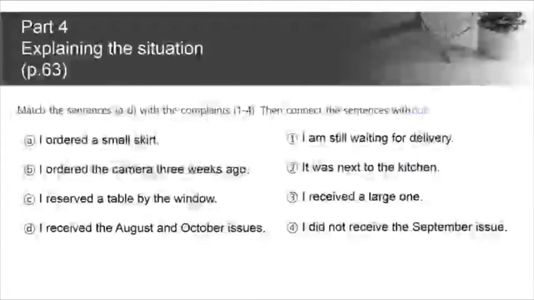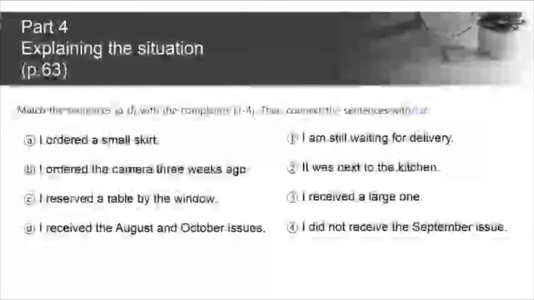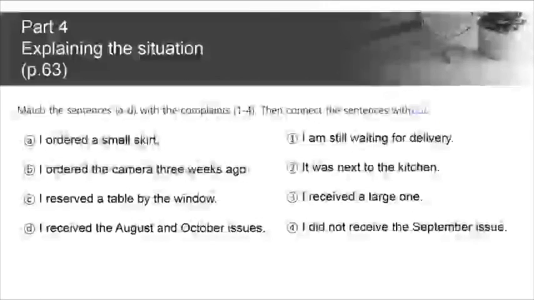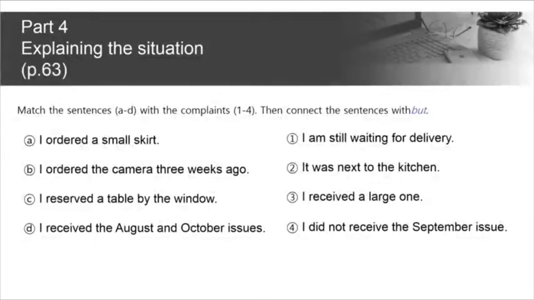Then we make a sentence. Match the sentence A to D with the complaint 1 to 4, then connect the sentence with but. A. I ordered a small skirt. B. I ordered the camera 3 weeks ago. C. I reserved a table by the window. D. I received the August and October issues. Number 1. I'm still waiting for delivery. Number 2. It was next to the kitchen. Number 3. I received a large one. Number 4. I did not receive the September issue.